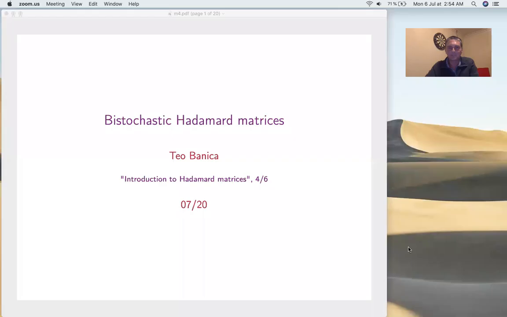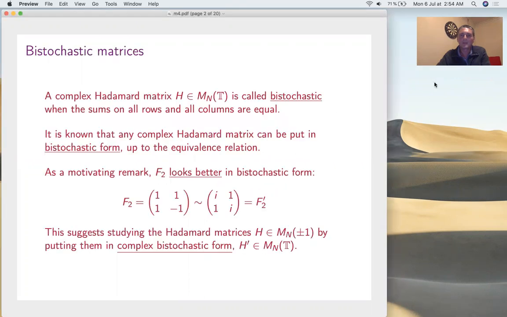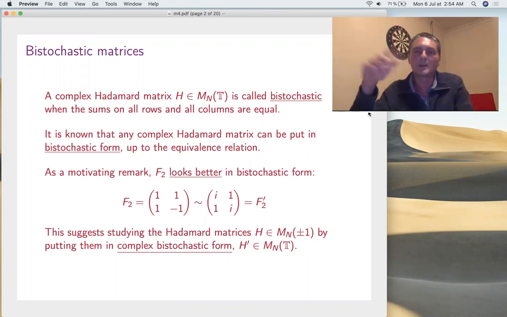Now let's find this presentation. So here we go. Bistochastic Hadamard matrices, as I was telling you. So bistochastic means sum on all rows and all columns are equal to a common number, and we'll get to that in a minute. That's a deep result that any Hadamard matrix actually can be put in bistochastic form.